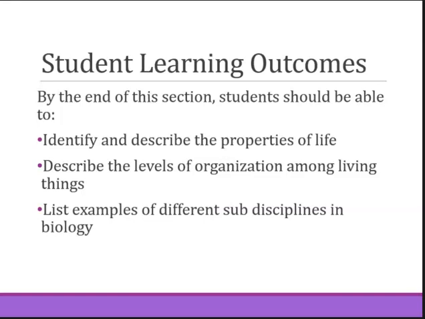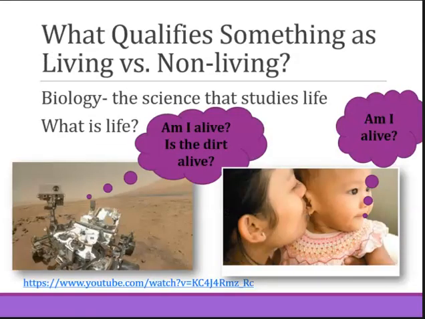By the end of this section, you should be able to identify and describe the properties of life, describe the levels of organization among living things, and list some examples of different subdisciplines in biology. We know that anything that ends in "ology" means the study of. So biology is the science that studies life. Now, what qualifies something as living versus non-living? We have to ask ourselves, what is life?